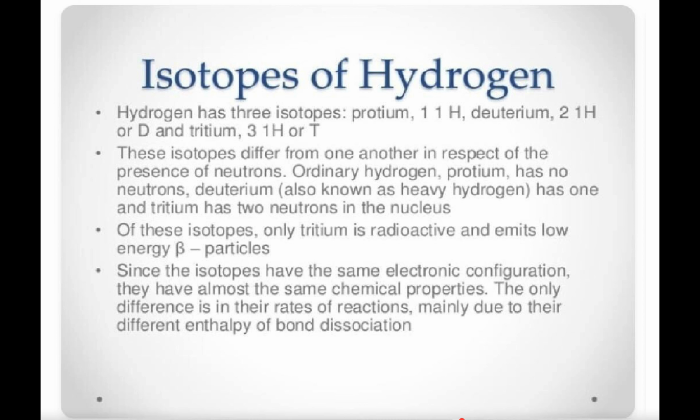These isotopes differ from one another with respect to the neutrons. Ordinary hydrogen, protium, has no neutrons, deuterium, known as heavy hydrogen, has one neutron, and tritium has 2 neutrons in the nucleus. Of these isotopes, the only radioactive isotope is tritium, which emits low energy beta particles.